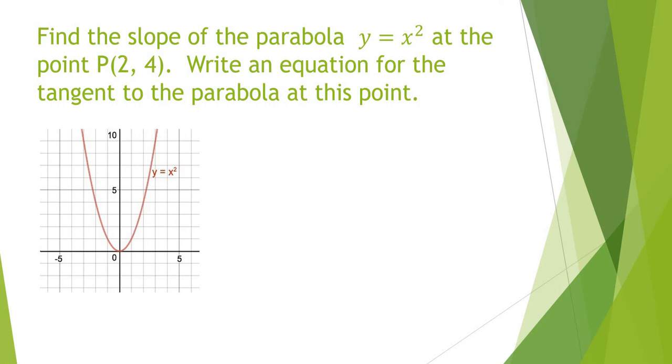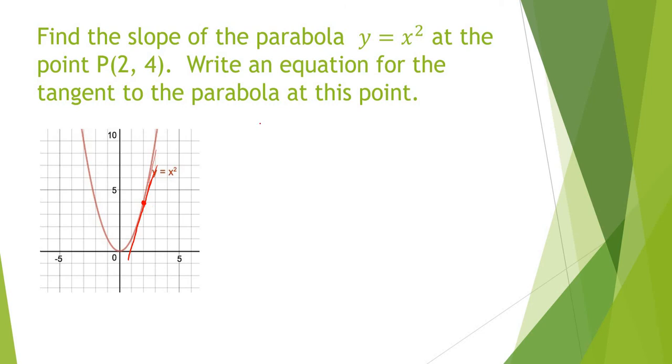So let's try one. Find the slope of the parabola y equals x squared at the point (2, 4). So at this point, I want to find the slope of the tangent line. One way to do it is to sketch a tangent line and get an approximation. When I draw this tangent line, it looks like it might cross somewhere here, and I could count a slope, but that's a pretty rough estimate.